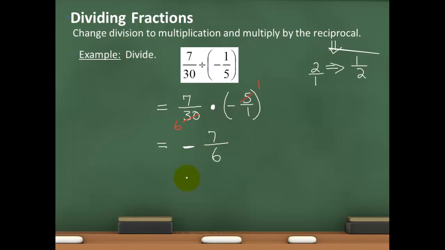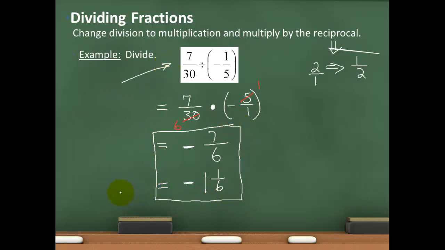All right. If I wanted to write my answer as a mixed number, remember you can do the division. That would be negative 1 and 1/6. 6 goes into 7 one time with a remainder of 1. So we get negative 1 and 1/6. So this is 2 ways that we can write our solution to this division. All right. So multiplying, you cross cancel. Division, you multiply by the reciprocal and then multiply.